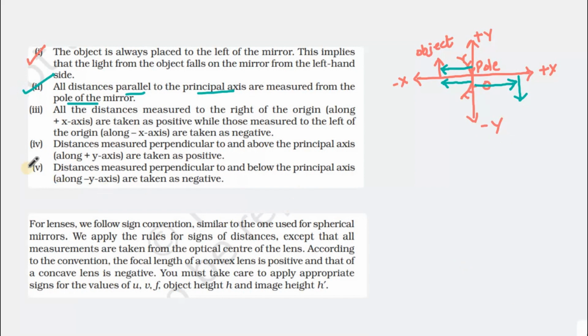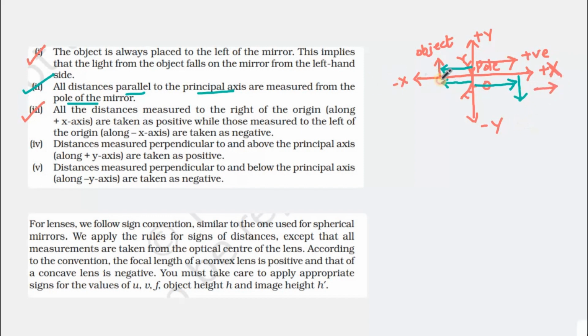Now coming to the third point. All the distances measured to the right of the origin along the positive x-axis are taken as positive, while those measured to the left of the origin along the negative x-axis are taken as negative. To measure this distance, I have to go towards the right from the origin or the pole of the mirror. So this distance will always be positive because my values are counted along the positive x-axis.